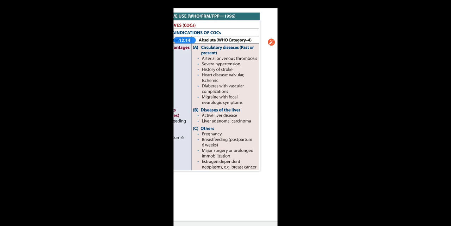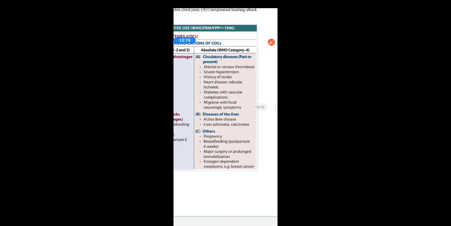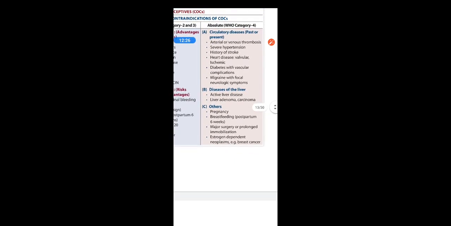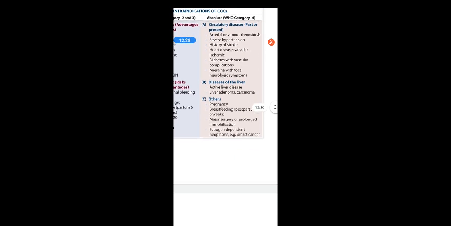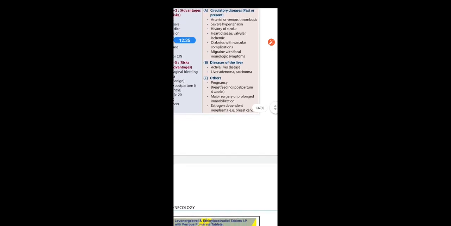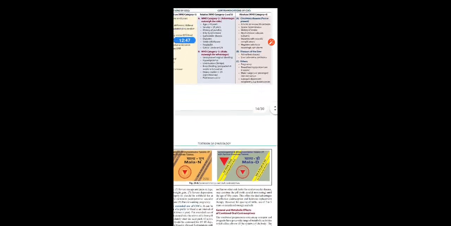Circulatory diseases: if the woman is having past or present any circulatory diseases like severe hypertension, arterial or venous thrombosis, history of stroke, heart diseases, ischemia, diabetes, vascular complication, migraine with focal neurological symptoms, diseases of liver, if she is having any active liver disease, liver adenoma, carcinoma, others like pregnancy, breastfeeding, postpartum 6 weeks, major surgery or prolonged immobilization, estrogen dependent neoplasm, breast cancer, etc. So these are the absolute category of contraindications, WHO category 4.